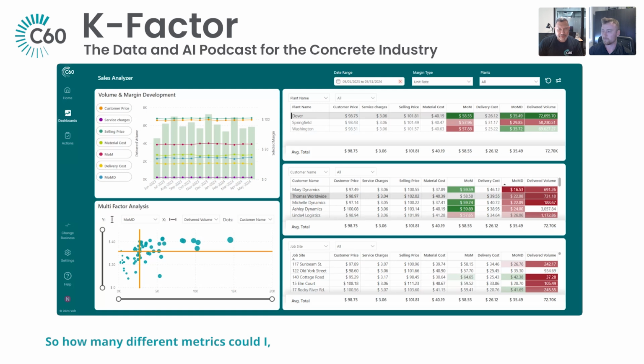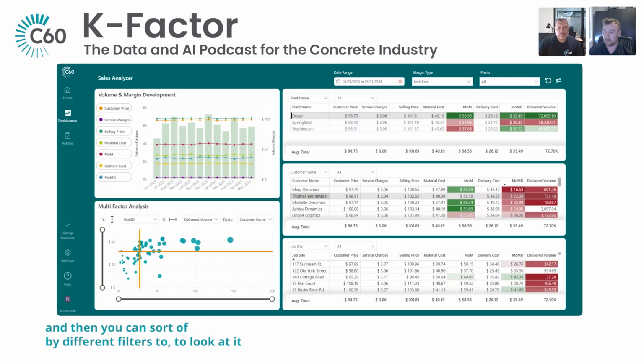So how many different metrics could I possibly see out of one dashboard like this one? Yeah, there's, I think, hundreds of different metrics. If you're looking at your selling prices of the concrete products, you can look at selling prices of your additives and other service charges. You could also look at your different material costs.